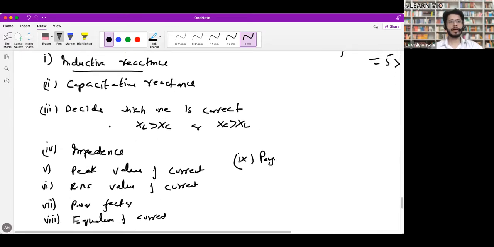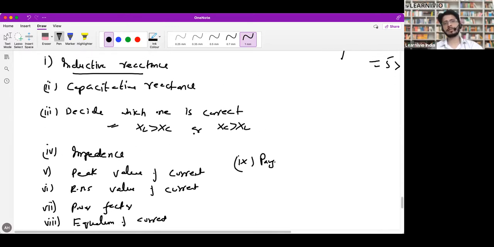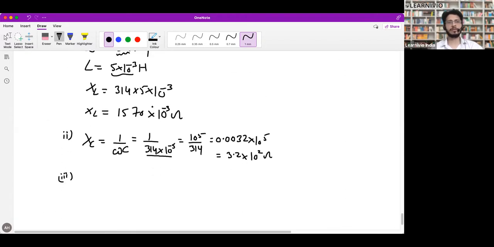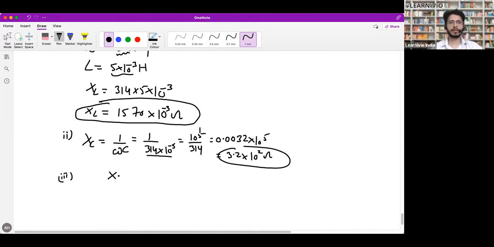Next, in the third part, decide which one is correct: XL is greater than XC or XC is greater than XL. See, you have both the values. Now, XL is this, XC is this. So you have XC is greater than XL.